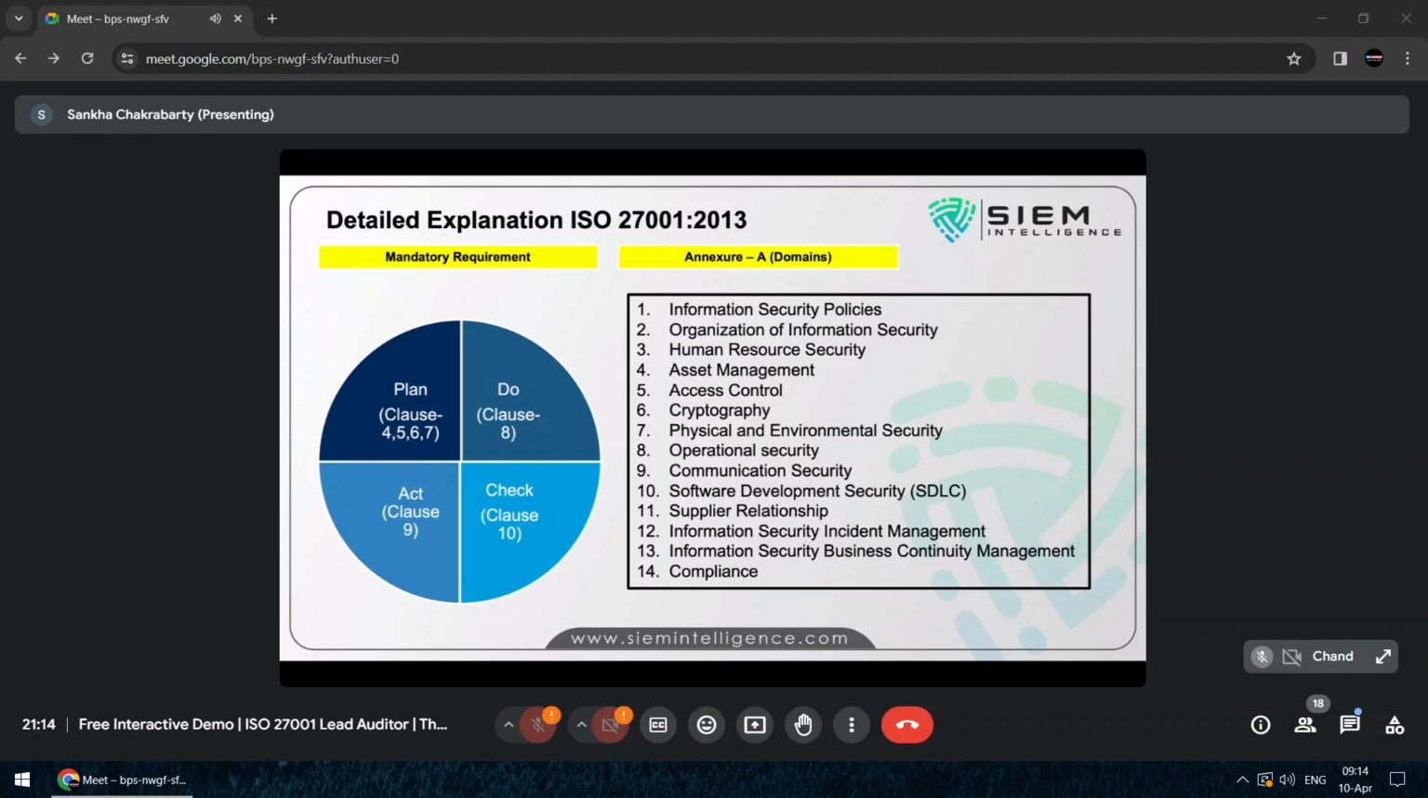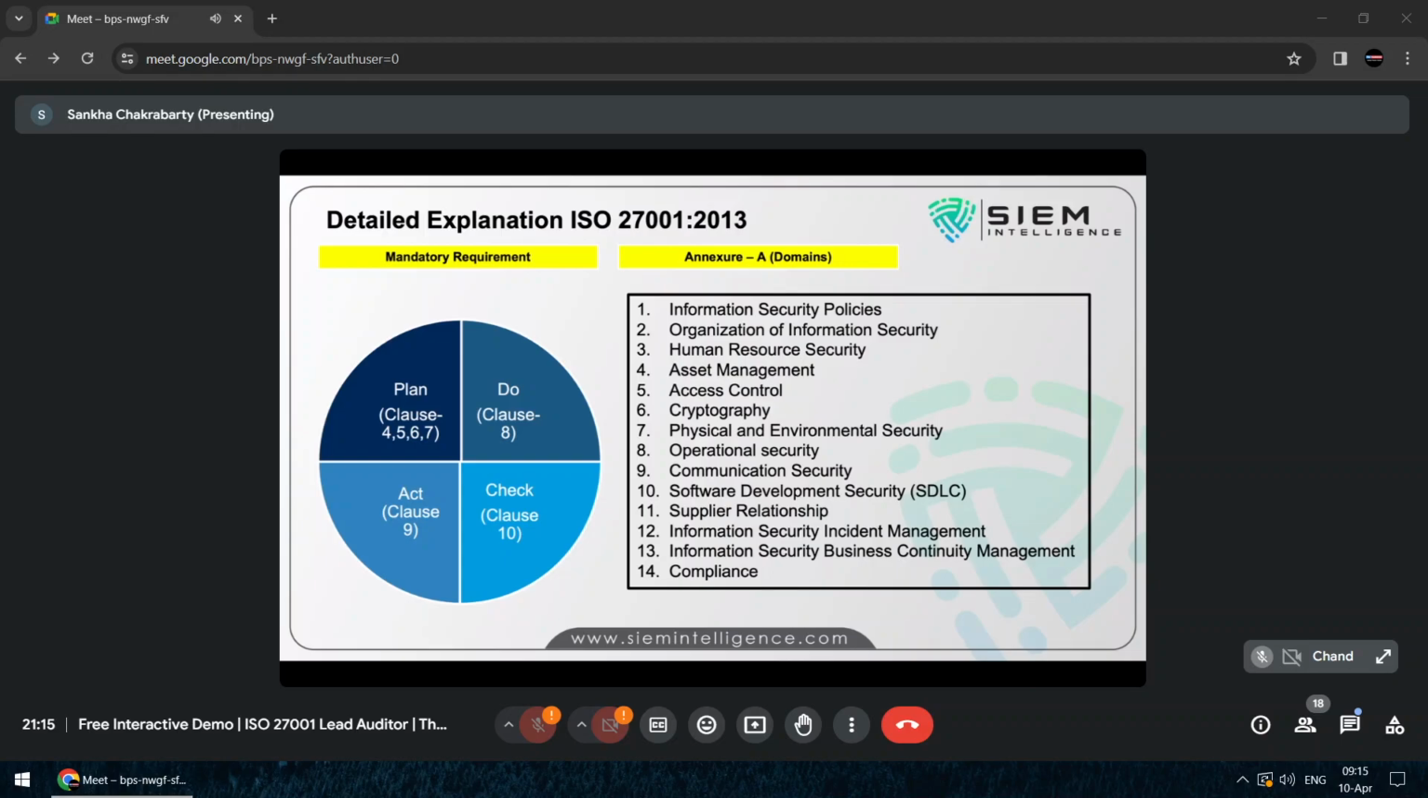So 4, context of the organization. 5, leadership. 6, planning. 7, support. 8, operation. 9, internal analysis. 10, continual improvement. So these are the main areas which you have to implement. I'll teach you all those in detail. Don't worry about that.